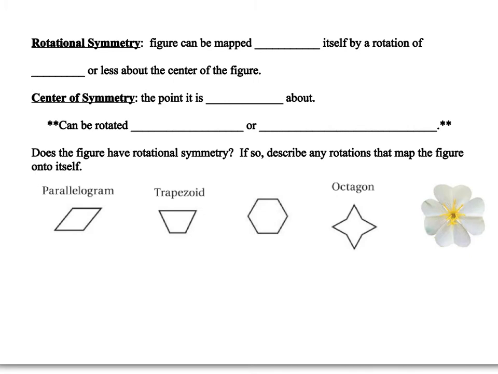Rotational symmetry is when a figure can be mapped onto itself by a rotation of 180 degrees or less about the center of the figure. So the center of symmetry is just that point that it's rotated about. Just like rotations before, they can be rotated clockwise or counterclockwise.